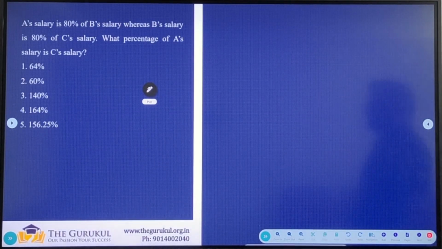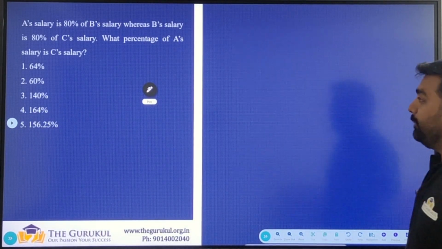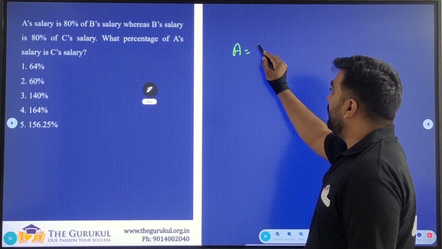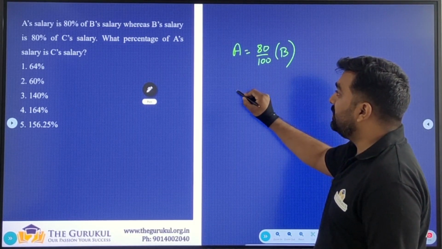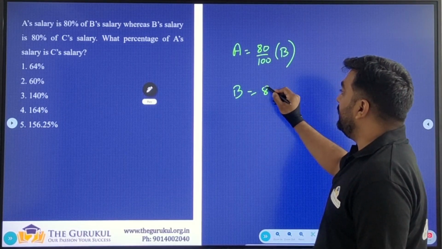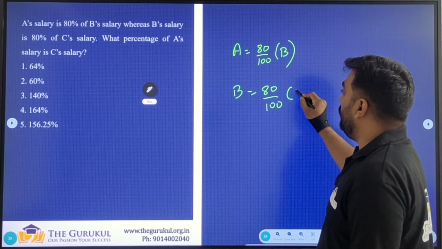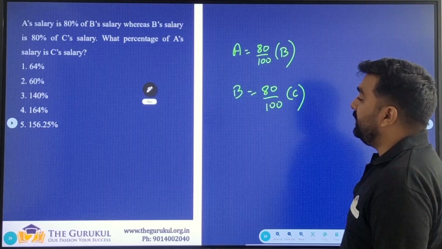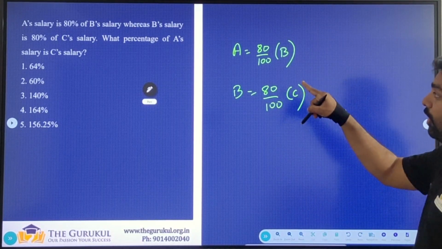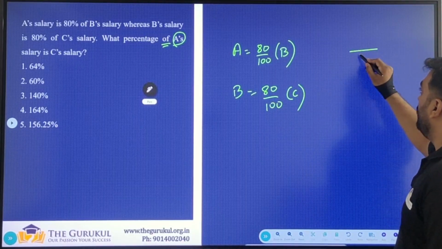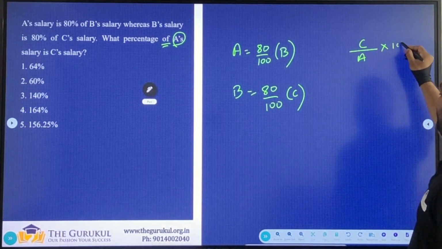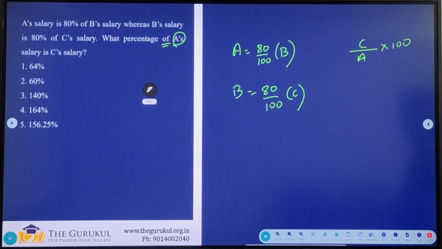Next one. A's salary is 80% of B. Okay. A's salary equal to 80% of B. Whereas B's salary is equal to 80% of C. What percentage of A's salary is C's salary? Of A. Whatever is after of should come in the denominator. Of A, C into 100. This is what we need to calculate.